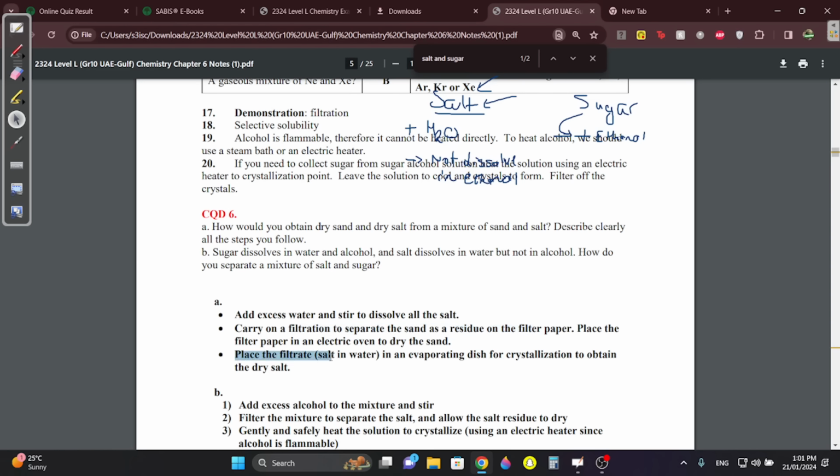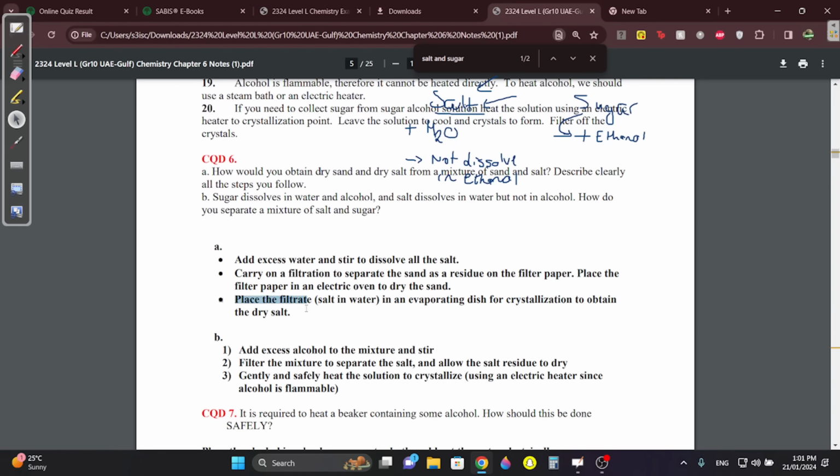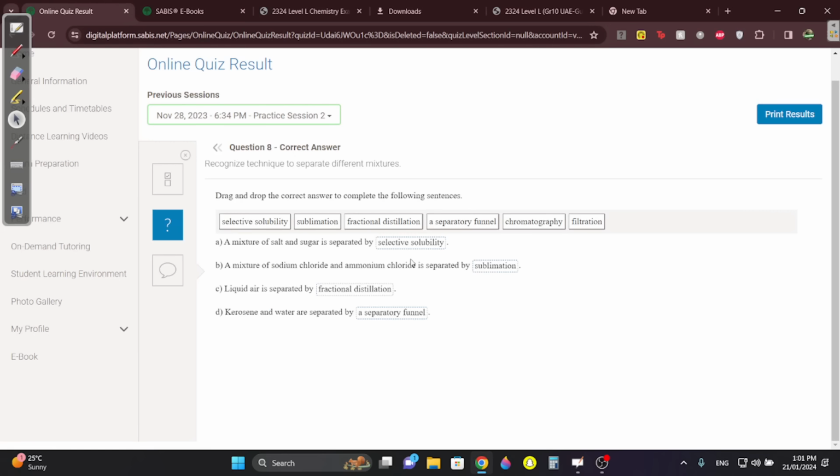And then place the filtrate, the salt and water, in an evaporating dish to crystallize the salt. Or you could say distillation. Our teacher said both of them are fine, okay? This one came in the written, in the final. A mixture of sodium chloride and ammonium chloride is separated by sublimation, because ammonium chloride sublimes.